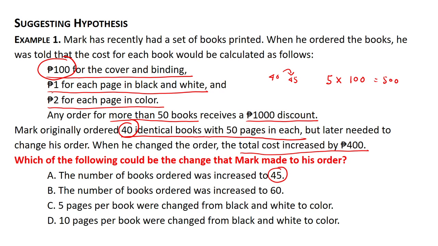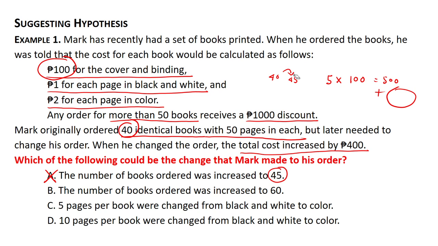And there will be an increase other than 500. There will be some amount more because of the pages of the book, but we do not know whether they are black and white or colored. But it is already enough to eliminate option A because the increase is only 400.